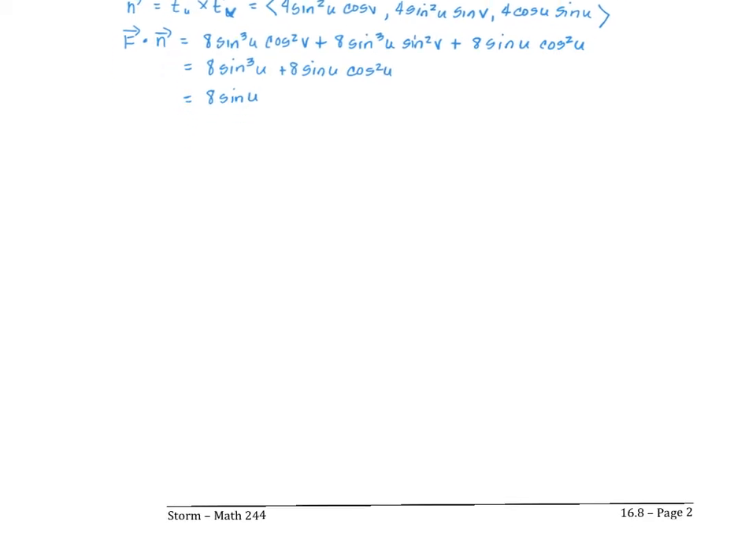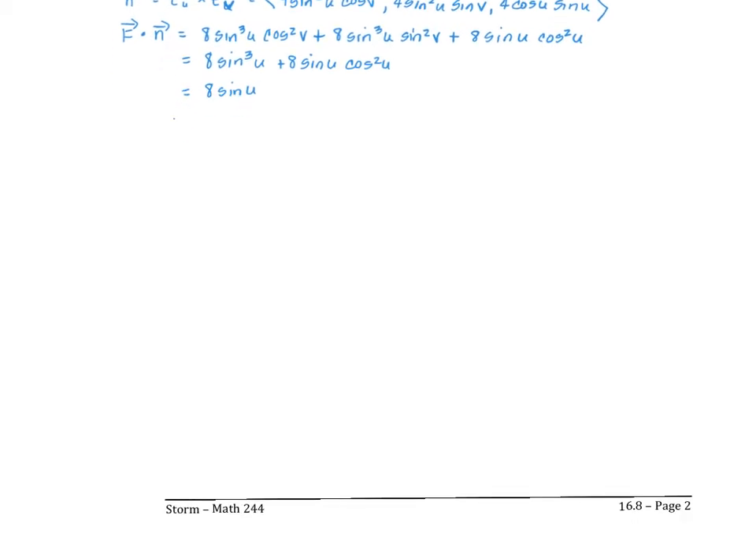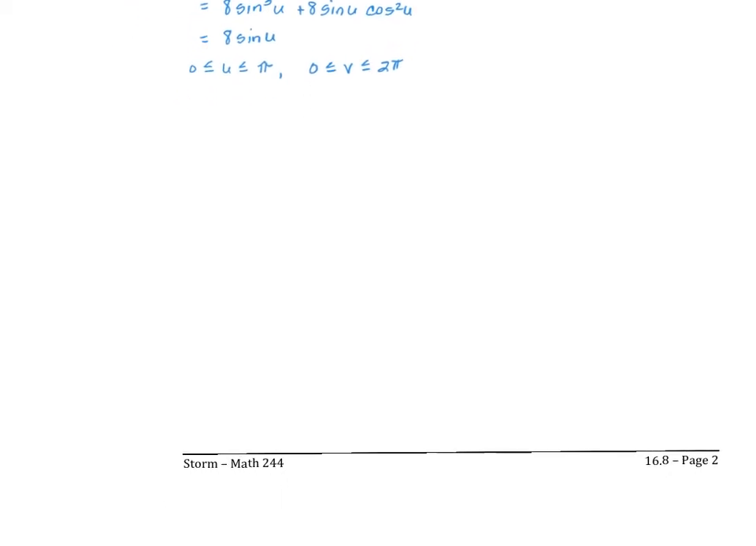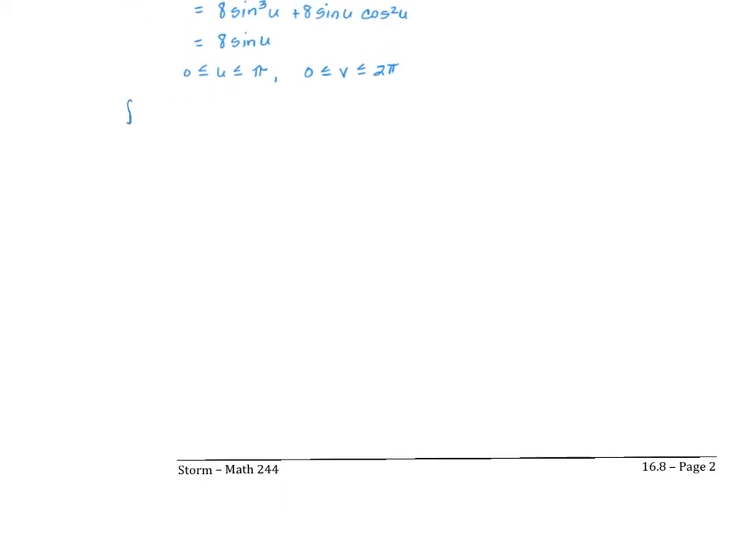Now recall that our u value, which was our phi, is going to go from 0 to pi. And our theta, which is our v value, goes from 0 to 2 pi. So I have all the information I need to set up my integral. It's going to be a double integral. I'm going to put theta on the outside from 0 to 2 pi, and then phi 0 to pi. This becomes 8 sine u, and it's a du dv.